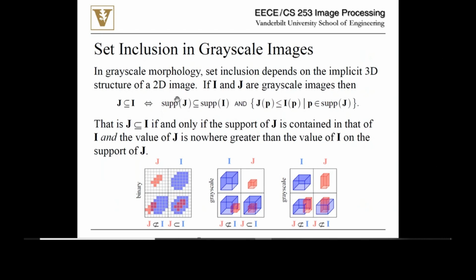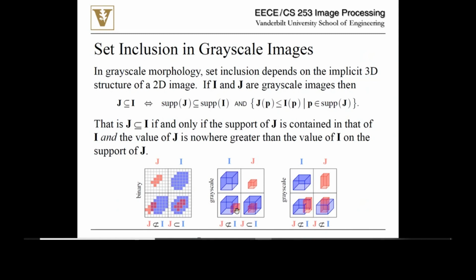This is in two dimensions, but in the third dimension we also have to define inclusion. We say that J is included in I if for every pixel in the support of J, the gray value of J is smaller or equal to the gray value of I. So let's see a couple of examples. For instance, this is J, this is I. The support of J is included in the support of I, and the gray value of J is always smaller than the gray value of I.